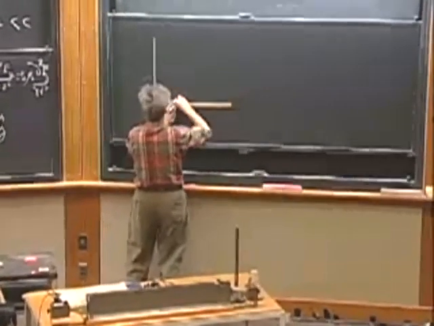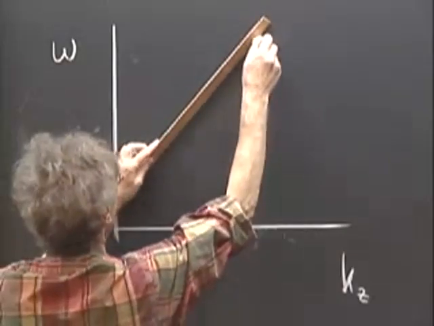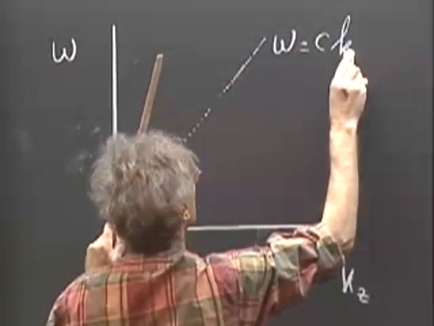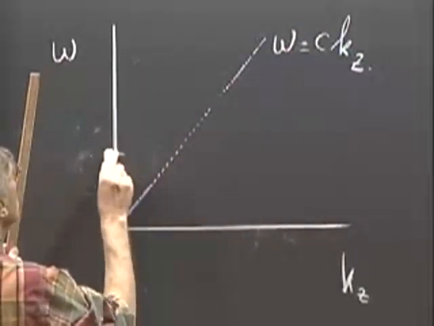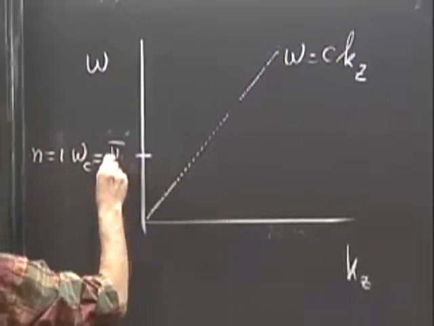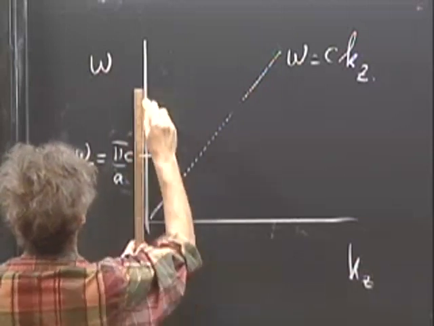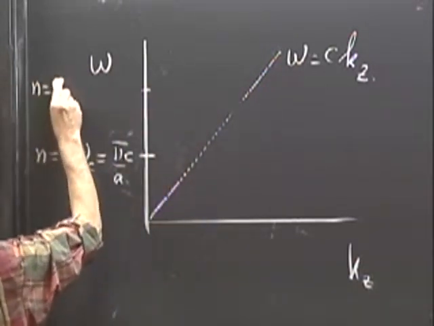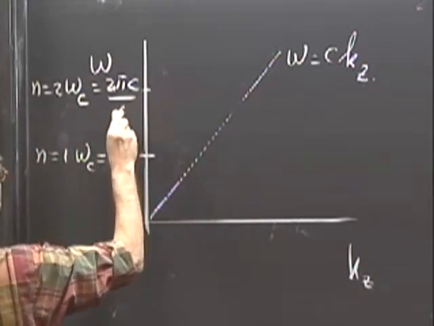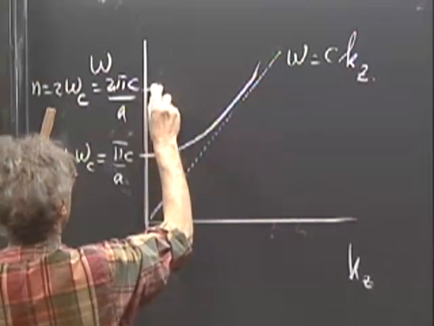So I'm going to make a new plot. Otherwise, it becomes too confusing, too many lines. kz, omega. And here is your non-dispersion line. Omega is c times k. And here now is your n equals 1. Omega c equals pi divided by a times c. And here, exactly twice as high, is n equals 2, whereby another omega c is 2 pi times c divided by a. And so I have one line here, and I have another line here.